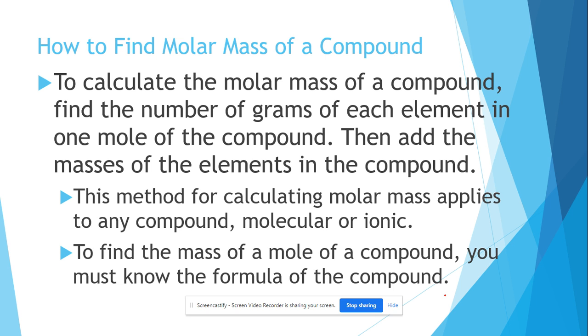To calculate the molar mass of a compound, first we need to find the grams of each element for 1 mole of that compound and then add the masses of each of those elements up. This method can be applied to any kind of compound, whether it is molecular or ionic. To find the mass of a compound, though, you do need to know the formula or have some way to find what that formula is going to be.